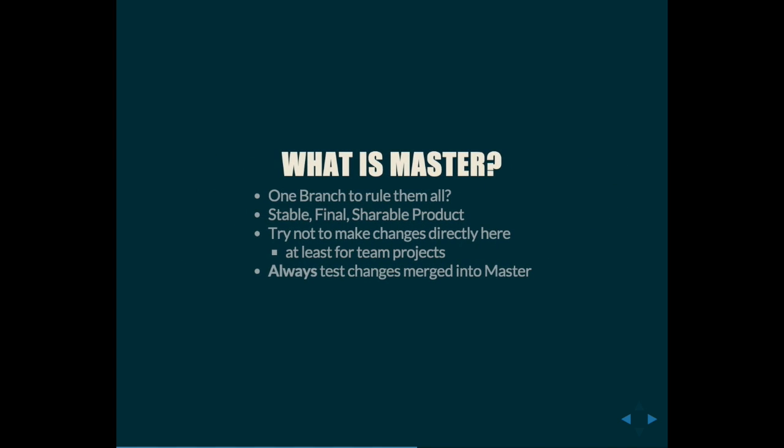Now what are these things like master and head? Master is your master branch, to be to the point. It is an indicator of the canonical code that you're doing. It's pretty much the master version, if there aren't any better words for that. It's stable, it's final. It's supposed to be the shareable product that you're finished with.